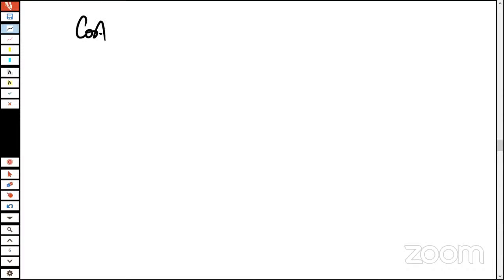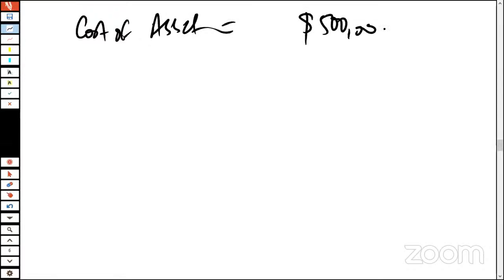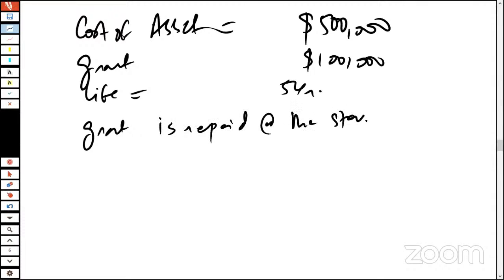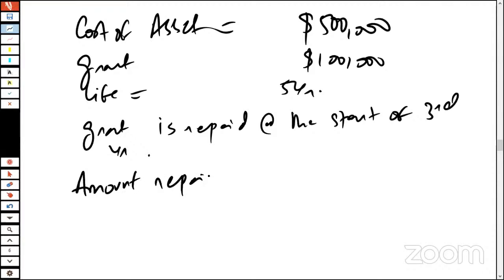For example, the cost of the asset was $500,000 and the grant that was received was $100,000. The life of the asset is 5 years. The grant is repaid at the start of the third year. The amount repaid is 100%.